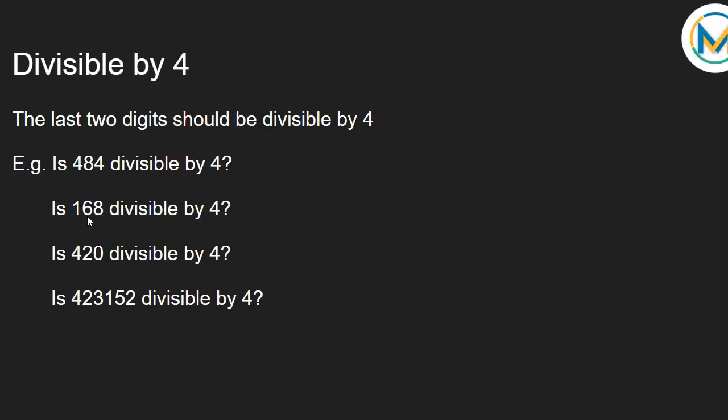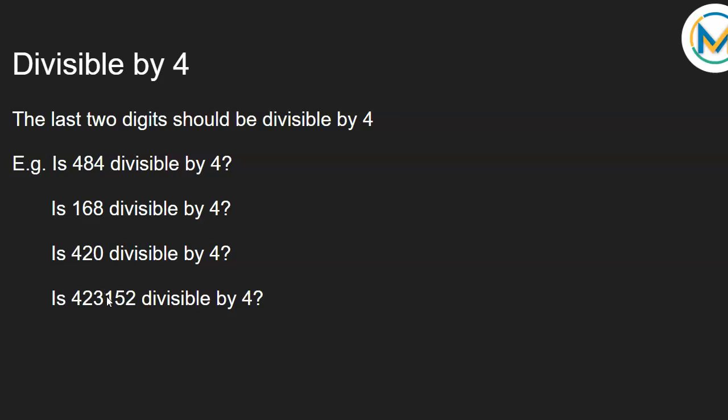Is 168 divisible by 4? Yes, 17 into 4 is 68. So 168 is divisible by 4. Is 420 divisible by 4? 20, the last two digits. 20 is divisible by 4. 4 5s are 20. So 420 is divisible by 4.